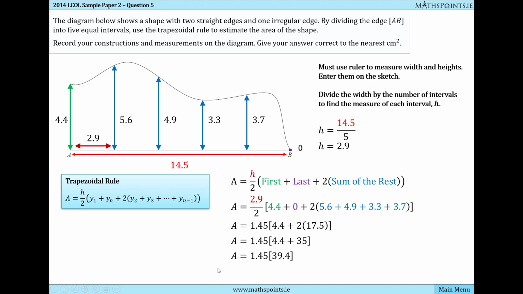And finally, I'm going to multiply the 39.4 by the 1.45 to give me an estimated area for this shape of 57.13 centimeters squared. Making sure to reread the last line of the question, it says give your answer to the nearest centimeters squared. And so what we have to do is round this off, and so the estimated area becomes 57 centimeters squared.